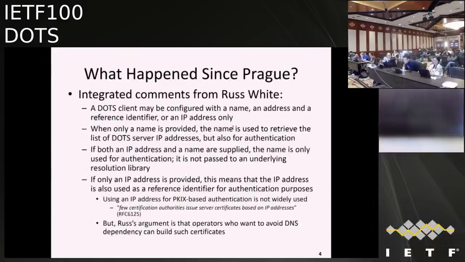But the argument from us is that if someone wants to deploy DOTS using the IP address as an entry for the specification, they can do so. We don't think that there is a valid argument that we can forbid this kind of deployment option. So that's why we ended up allowing these multiple options. That is, you can provision IP addresses, you can provision names, and you can provision a reference identifier together with a list of IP addresses. Next slide, please.